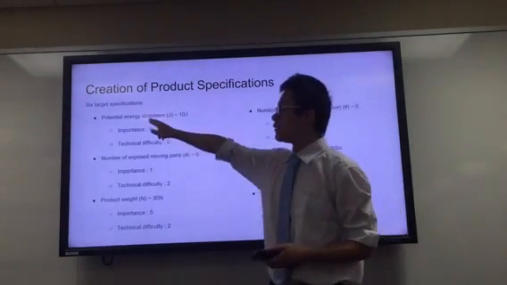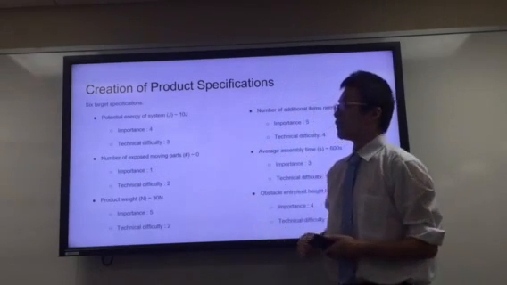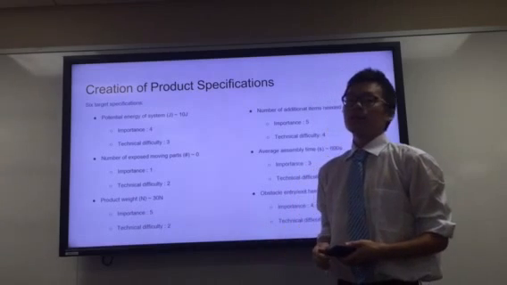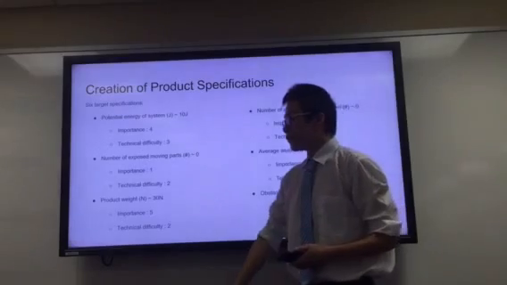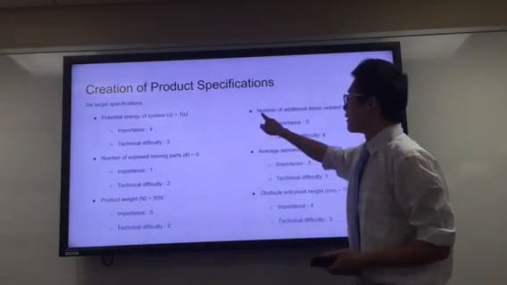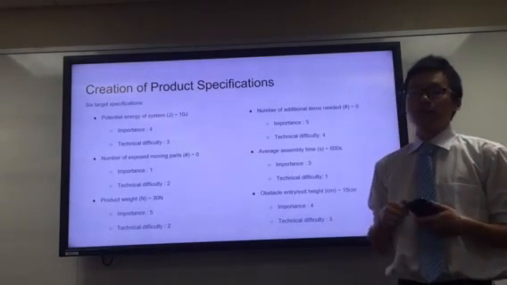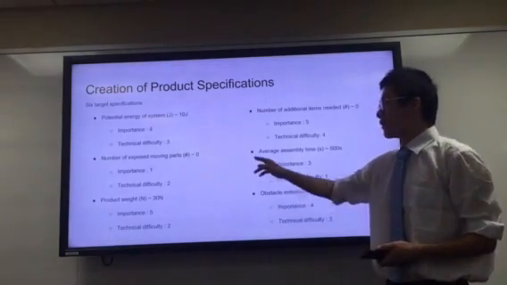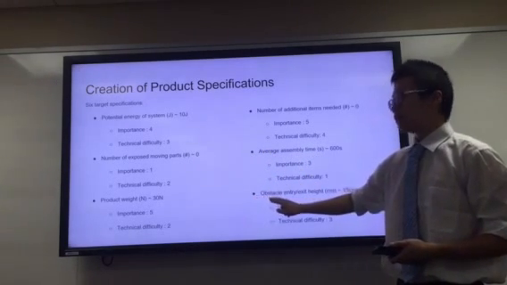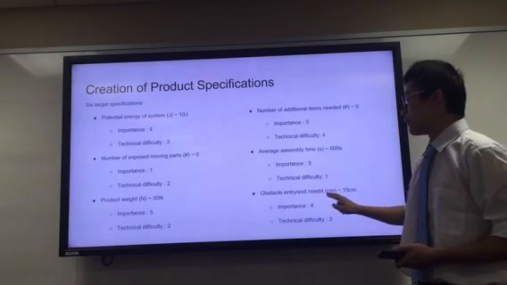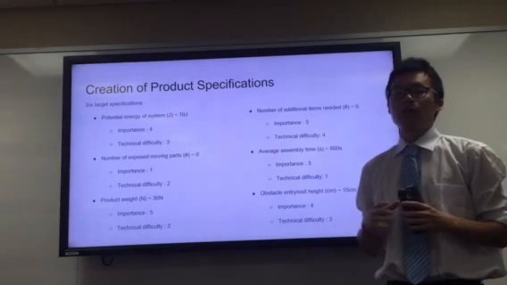So we have the potential energy of the system, the number of the exposed moving parts. We want to reduce the value of these two specifications so we can ensure the students' safety during the experiment. We also want to reduce the product weight and the number of additional items needed, so it's easier for students to build the BRG. We want to cut down the average assembly time, and we also want to build our obstacle entry and exit height into 15 centimeters, so it's easier for students to connect two obstacles on one BRG.